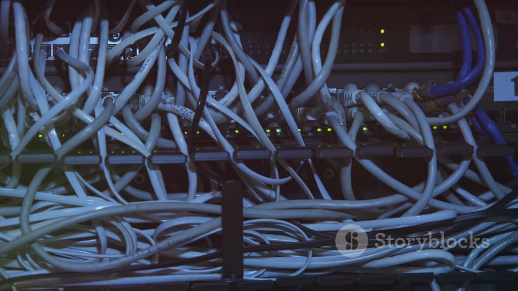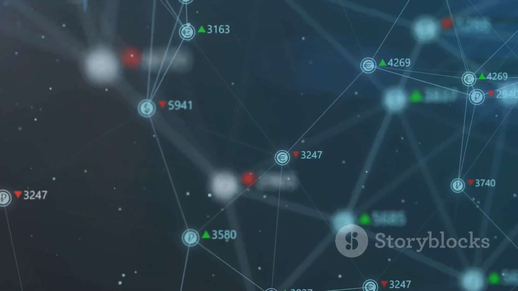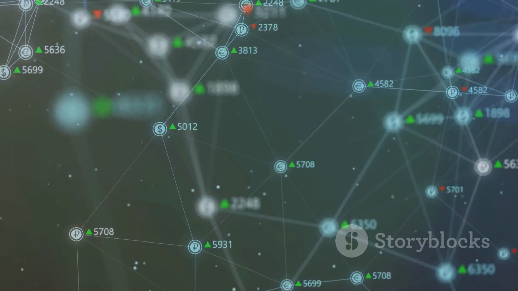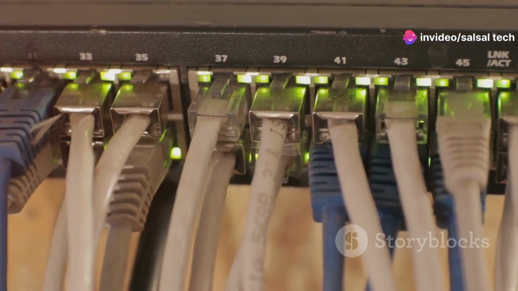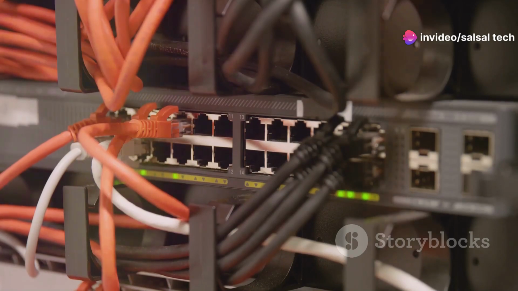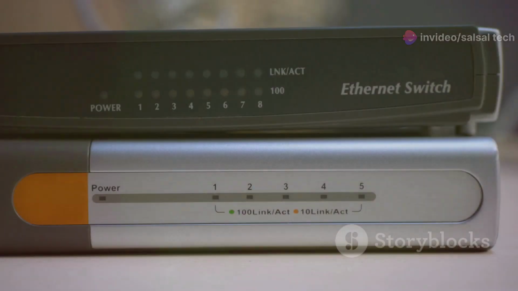OSPF divides the network into areas. Each area has its own routers and paths. This makes OSPF scalable. It can handle large and complex networks. In this essay, we will explore some key concepts of OSPF.